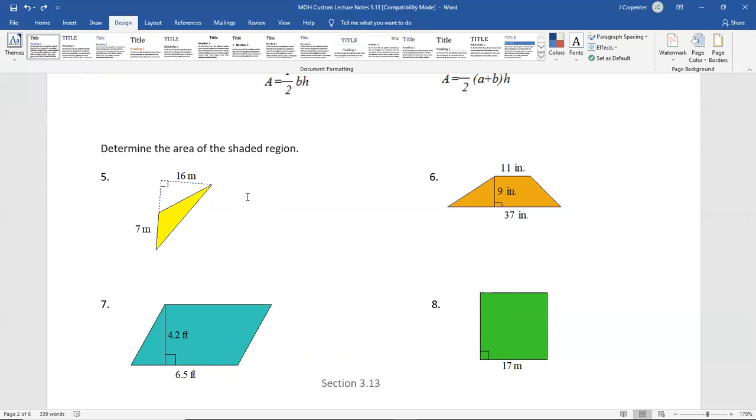Determine the area of the shaded region. So right here, we've got a triangle. Now, this dotted portion is not the actual triangle. The triangle itself is this. But this is kind of a weird triangle.